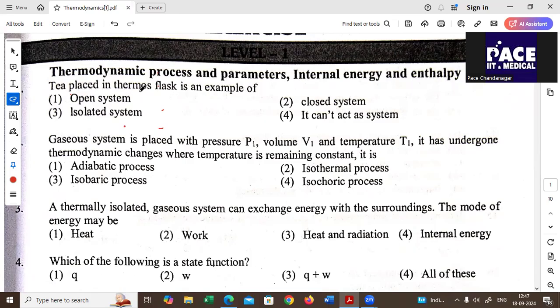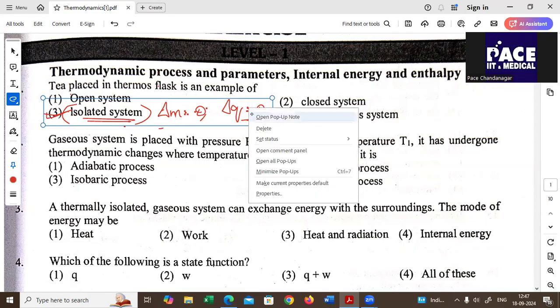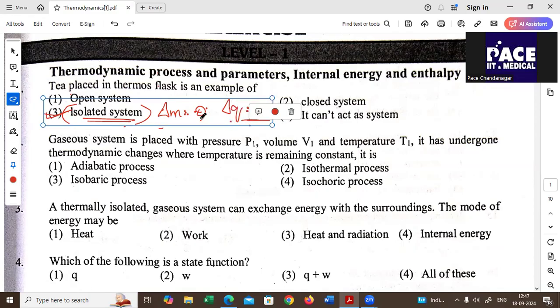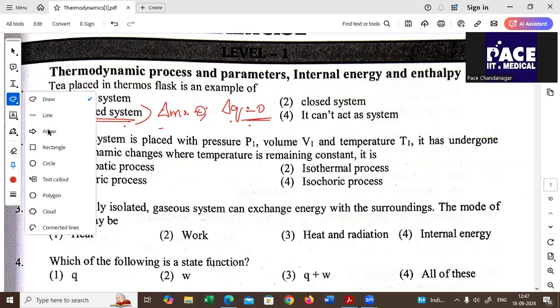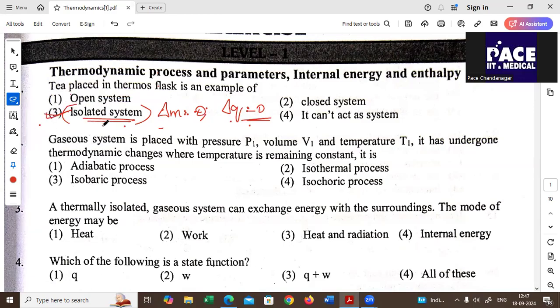Now, tea placed in a thermos flask is an example of what? The thermos flask will be your isolated system. Why isolated? Because for that given amount of time, neither mass, delta M, is equal to zero, and also delta Q is equal to zero there. So there is no change in your mass and no change in your heat also. Therefore, it is your isolated system.